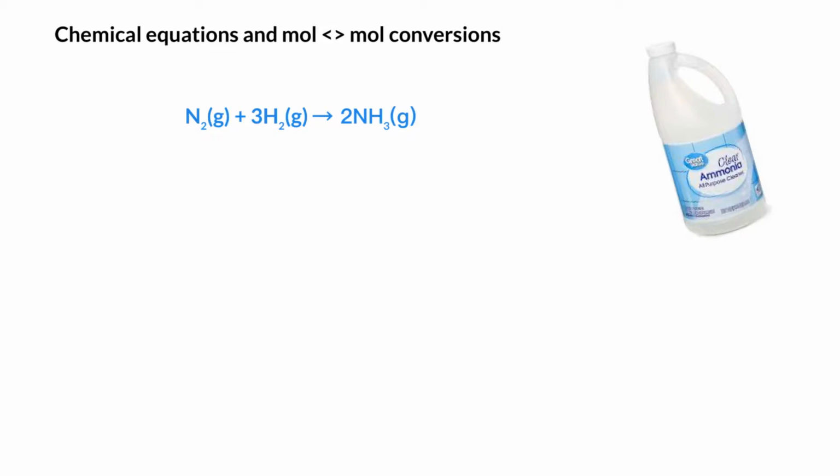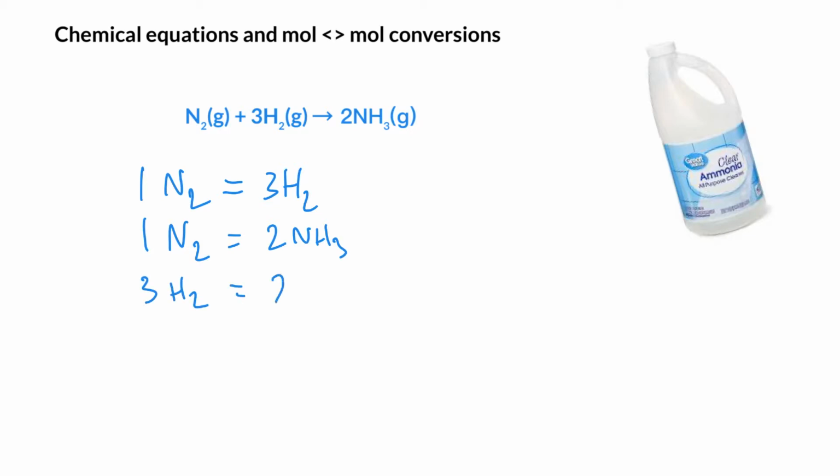But what does it actually tell us? Well, one way to look at it is that it tells us that for every one nitrogen, it takes 3 hydrogens to react. Or for every 1 nitrogen, you end up making 2 ammonias. Or for every 3 hydrogens you have, you end up making 2 ammonias. So that's a couple of different ways you can look at it.